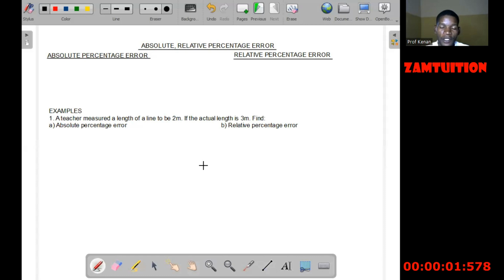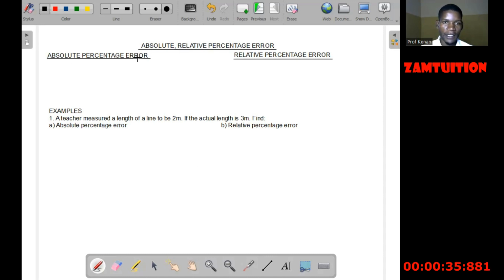Welcome to another video. In this video we're going to talk about absolute and relative percentage error. So we are talking about percentage error in this video. In the previous video, we talked about how to find absolute and also relative errors. And in this video, we're going to talk about the percentage. So how do we find the absolute percentage error, and also how do we find the relative percentage error?